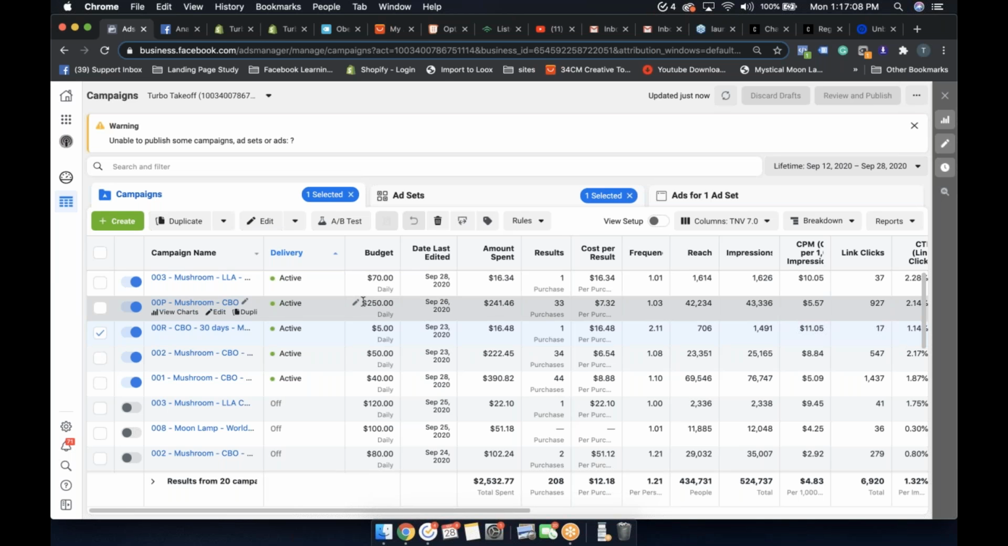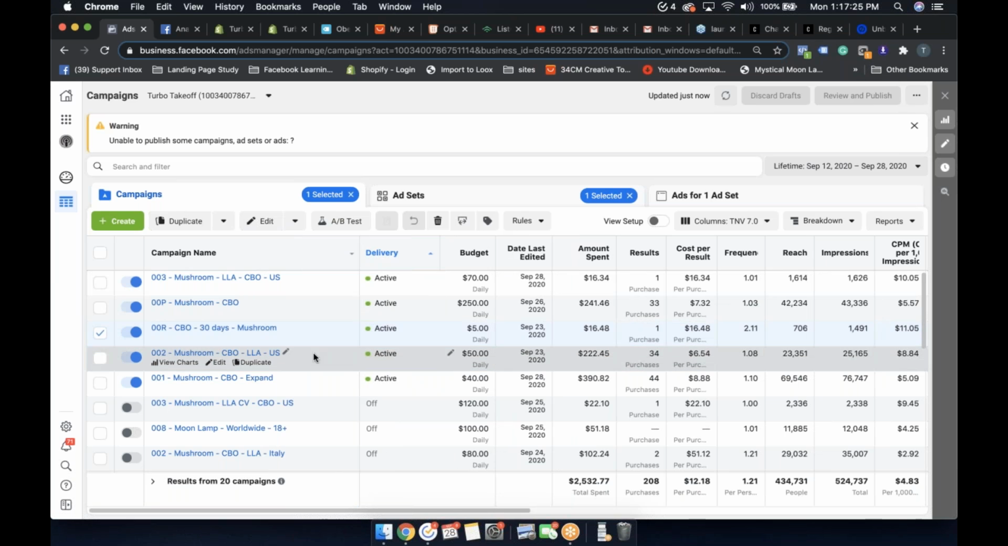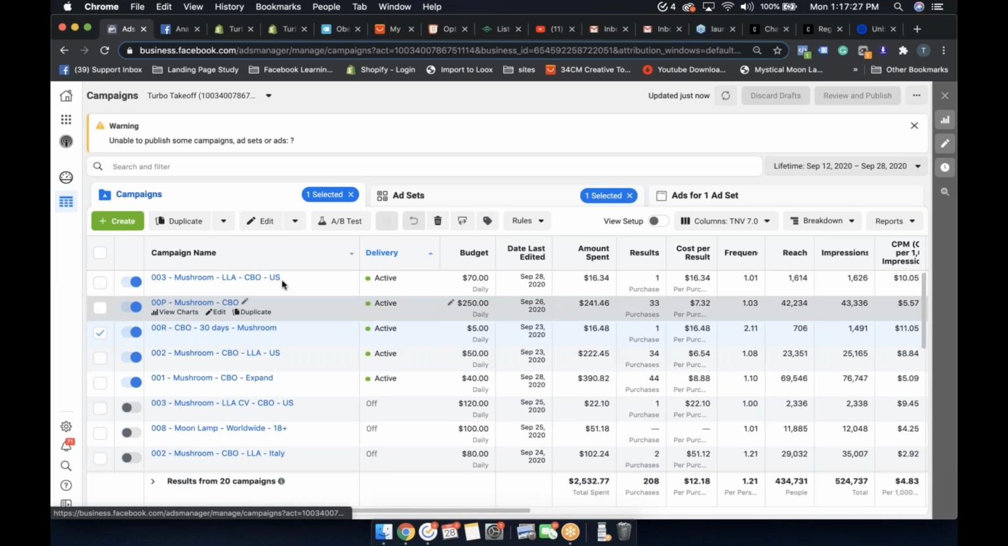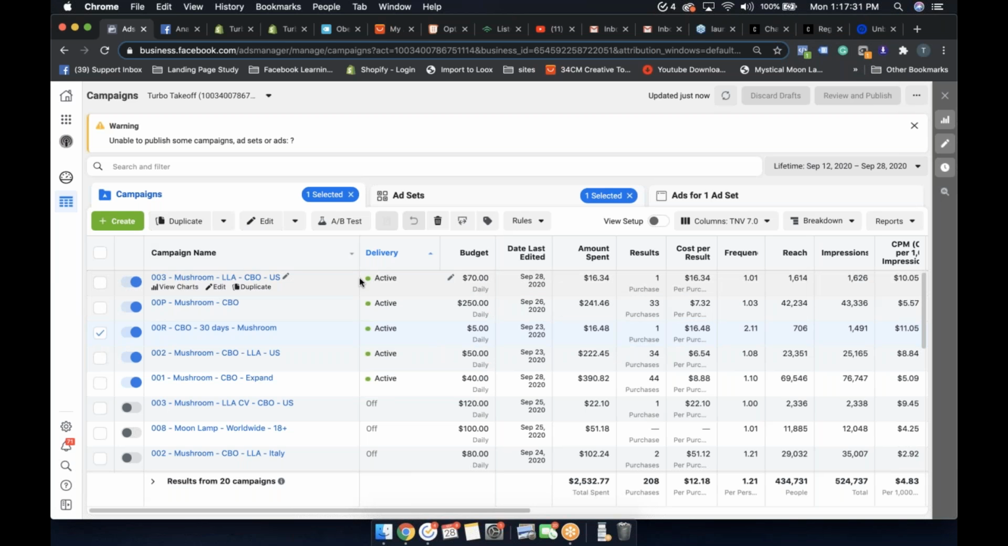That one's US. That one there. Yes, in the US. So the 250 budget one a day is a compilation of the best performing assets, it's not strictly US. The ones that are US, I'll just expand this out so you can see it. The ones that are US are this one. This is page view, and then this is content view. I just launched this one today.